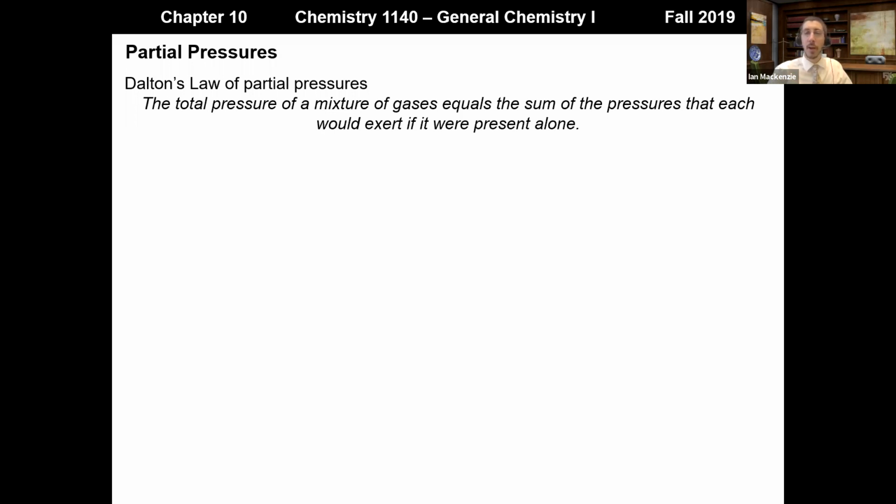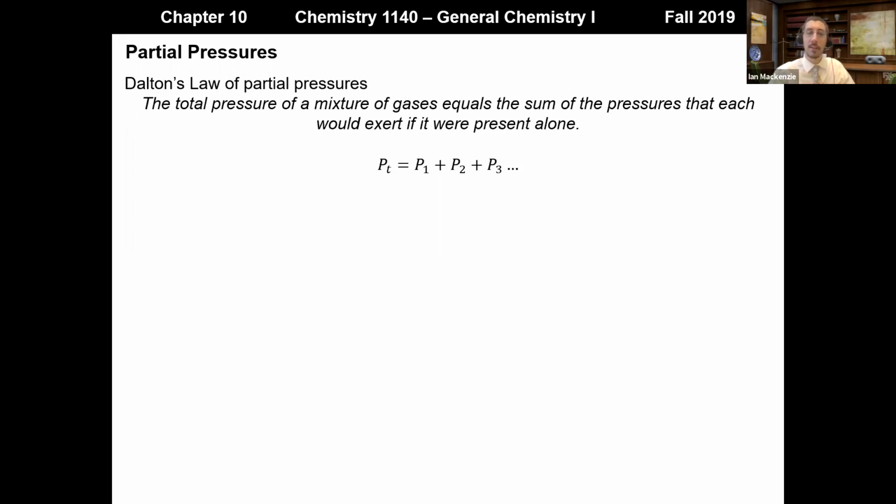What does this mean and why does this make sense? Well, essentially, remember that with gases, the molecules are far away from each other. They act as if they're totally isolated, as if there's nothing else around. And so even if you have a mixture of gases, those gas molecules still act as if there's nothing else around. And so the pressure that they exert is going to be the same regardless of whether there was another gas present or not. So the total pressure of the system is just going to be the sum of the pressures of the individual gases. And so we can write this as pressure total is just pressure 1 plus pressure 2 plus pressure 3.